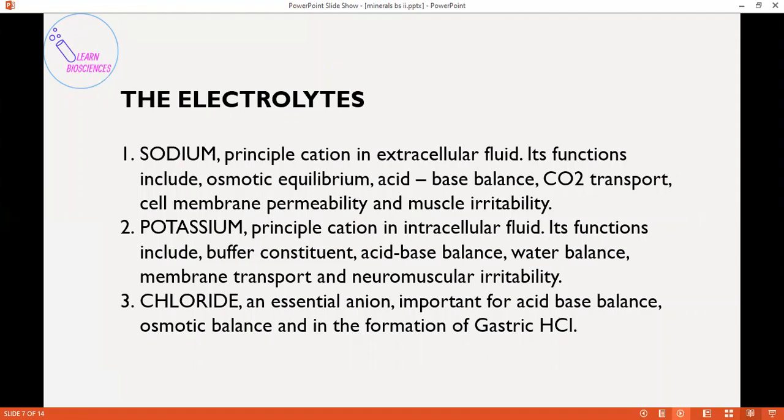Potassium is the principal cation in intracellular fluid. The extracellular fluid means the fluid in which your cell bathes, but potassium is the main principal cation in the intracellular fluid, meaning inside the cell. Its functions include buffer constituent, acid-base balance, water balance, membrane transport and neuromuscular irritability. Water balance means whenever 2 potassium get inside the cell, 1 molecule of water gets outside of the cell. Chloride is an essential anion important for acid-base balance, osmotic balance, and in the formation of gastric HCl.